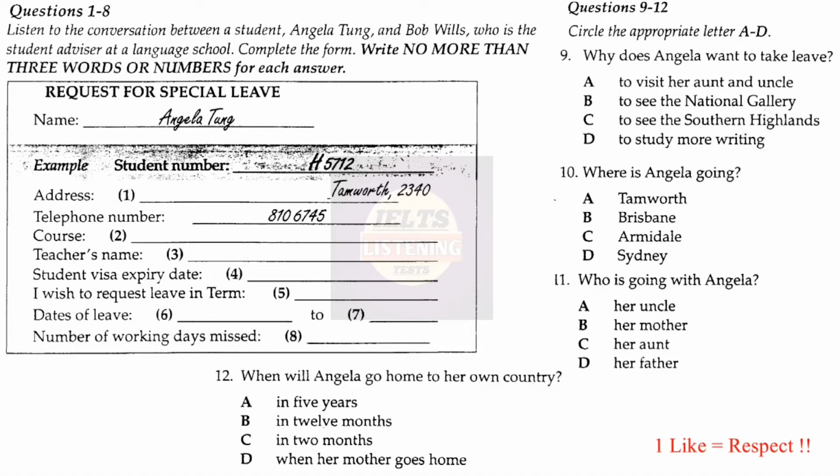The telephone number's 810675. Thanks. What course are you doing? I'm in the writing class. Writing. Who's your teacher this term? Mrs. Green. She spells her name like the colour. Thanks. When does your student visa expire? Let me look. July 15.